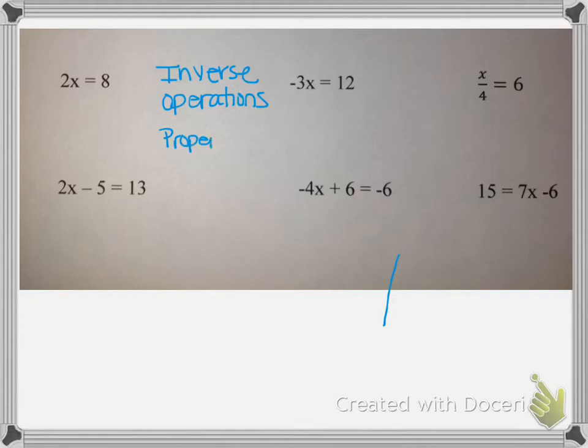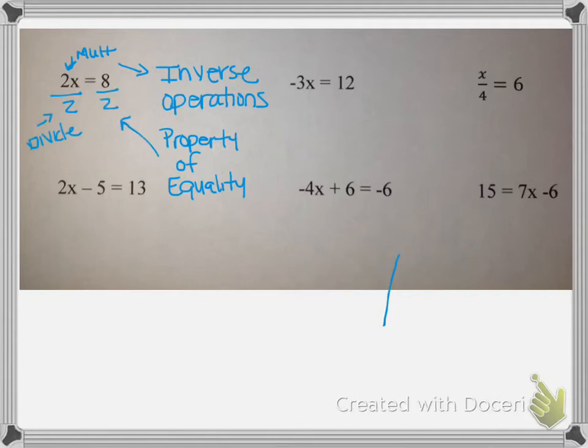So the other thing that we need to use is our properties of equality. So if you think about your property of equality, it says that what you do to one side, you do to the other. Now that's our little phrase, but really it says if you multiply something on one side, you have to multiply it by the same number on the other side. So here I'm going to look. Right now this is saying 2 times x, or multiplication, equals 8. So the inverse of that would be division. So I'm going to divide both sides by 2. That's our property of equality.